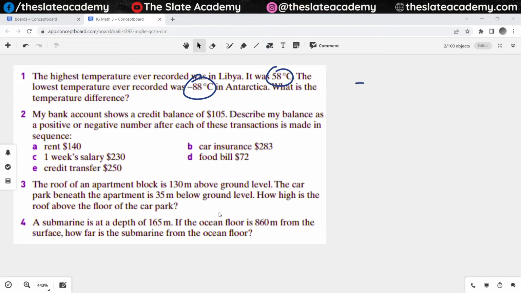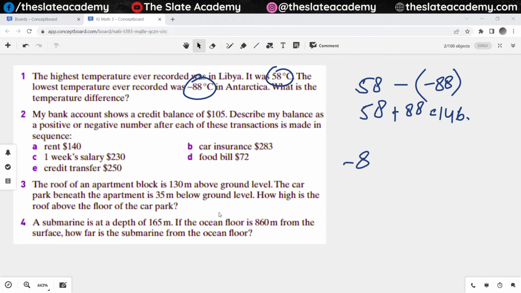So either I do, sorry, one second, I made a mistake over here. Either I do 58, which is the first number, minus the other number, minus 88, so it would become 58 plus 88, which is 146. Or the other way I can do it is I say the first number is minus 88 and I subtract from it the other number, 58. This is the first number, this is the second number, both subtracted. The answer would be minus 146.